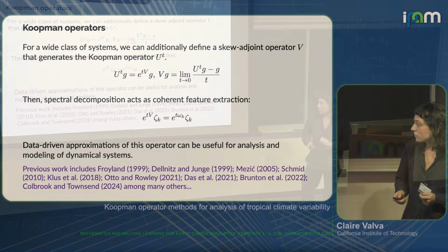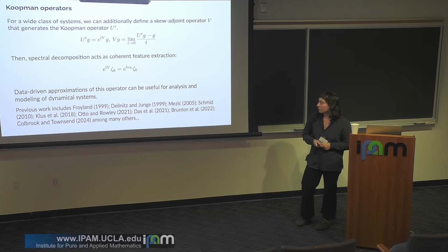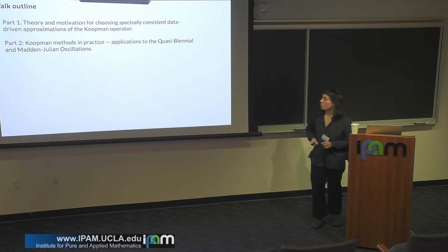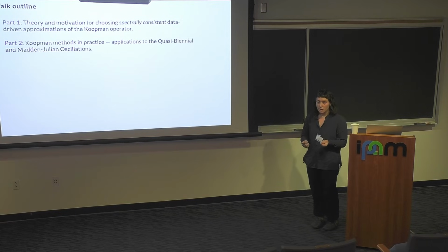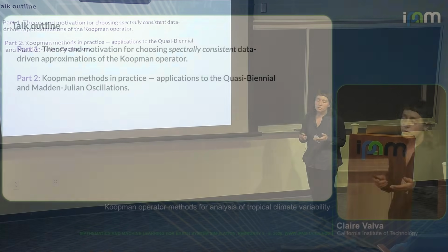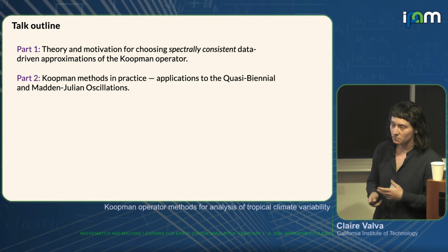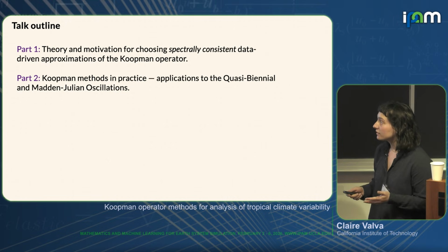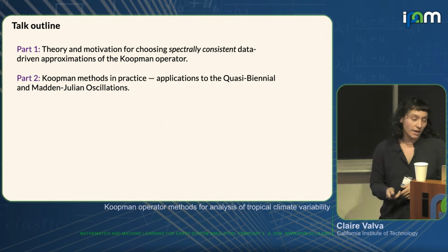especially for low-order models. And there's been a lot of previous work here to think about approximations of these from data. And this includes work by Gary and Dimitri's. So how this talk will go is in the first part, I'm going to introduce a little bit more theory, if only to motivate why we should choose algorithms that are spectrally consistent rather than maybe the simplest thing to implement. And then I will talk about Koopman methods in practice, in applications to two tropical oscillations, the QBO and the MJO.